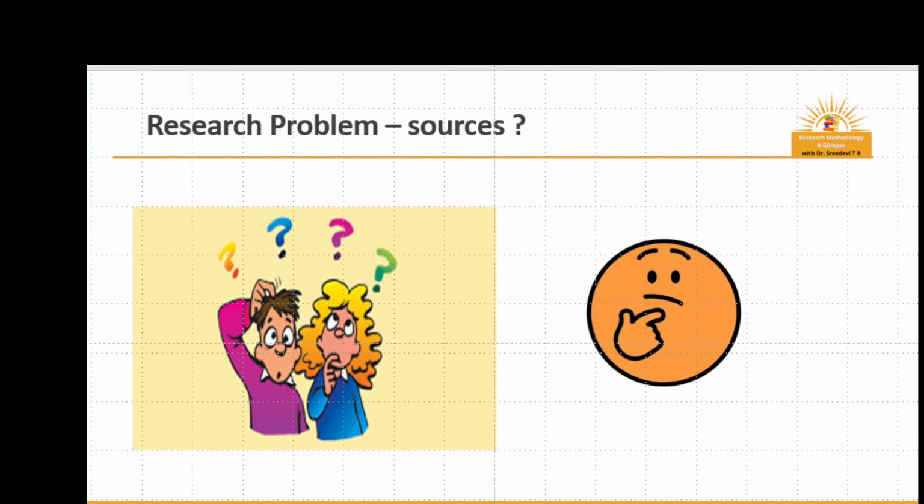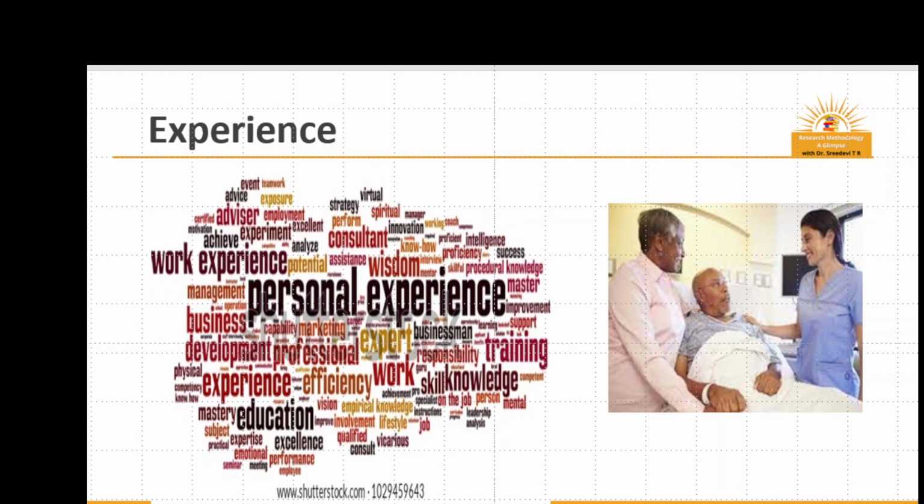What are the research problem sources? One is experience. The personal experience that the researcher gains is a potential source of research problem. Experience is a great teacher. A research problem can be formulated based on your own experience or the experience of persons associated with you. Observation from day-to-day life, interaction with students, colleagues, experts, work environment experience, clinical practice experience, all these are sources of research problem.